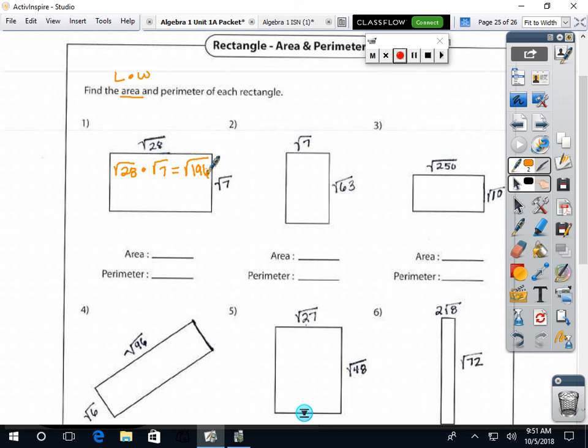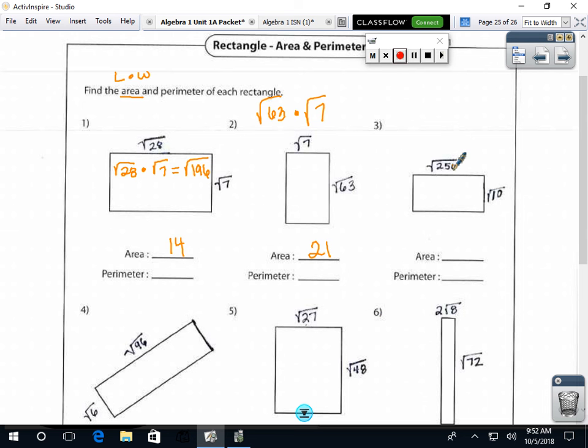196, and then you check it to see if it's a perfect square. If it's not, you would have to factor tree it. What is the square root of 196 though? 14 is a perfect square, so you're done. Had it not been a whole number though, you would have had to factor tree it and give the simplified answer. All right, number 2. This time the length is the square root of 63, and we're going to multiply that by the width, which is the square root of 7. Well, the square root of 63 times the square root of 7 is 21, because it's a perfect square.